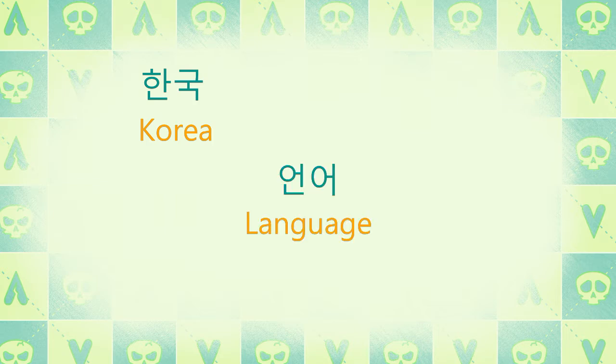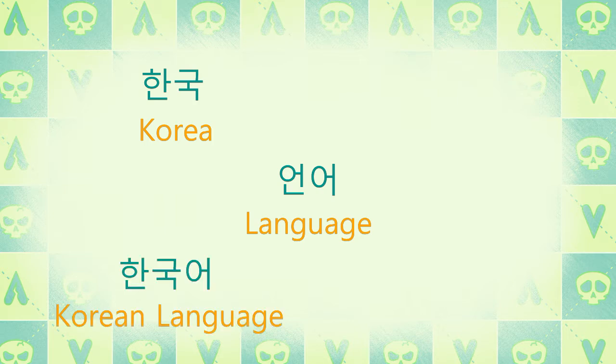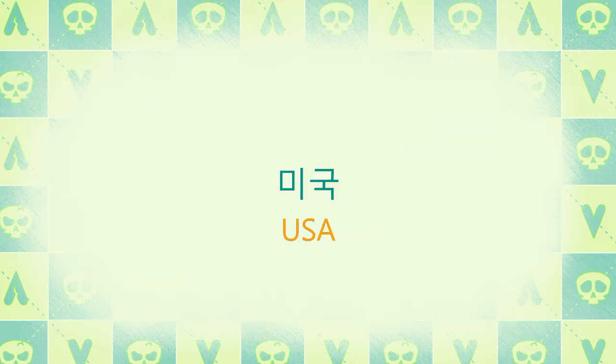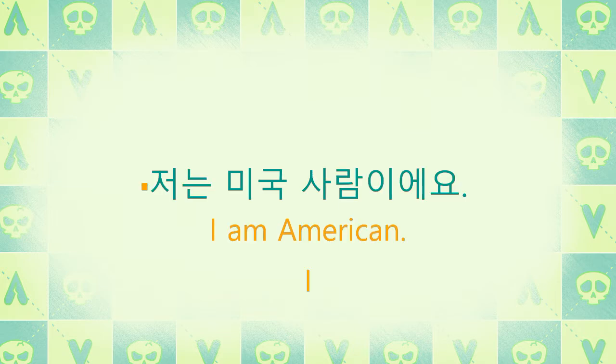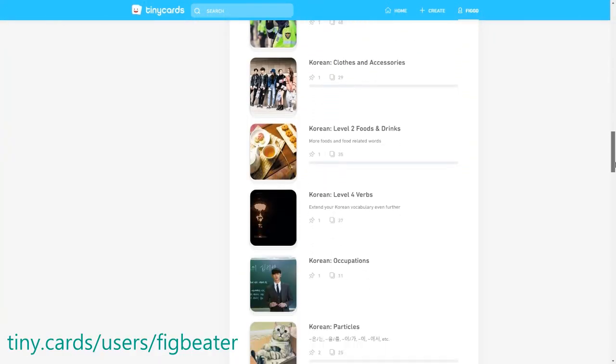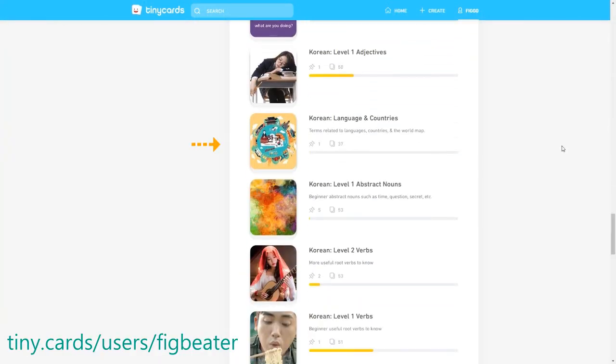언어. 언어 means language. 한국어. 한국어 means Korean language. 영국 means England, and 영어 means English language. 미국 is the United States. So somebody from the United States would say 저는 미국 사람이에요. These words and similar vocabulary will be on my Tinycards page in the deck called Korean Language and Countries. I'll link it down below.